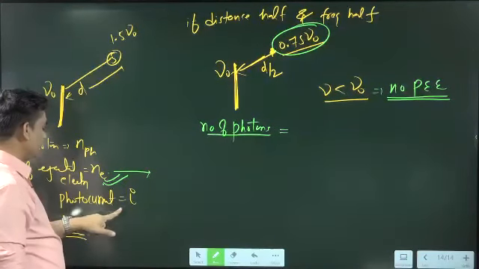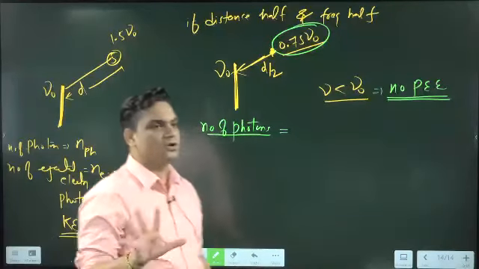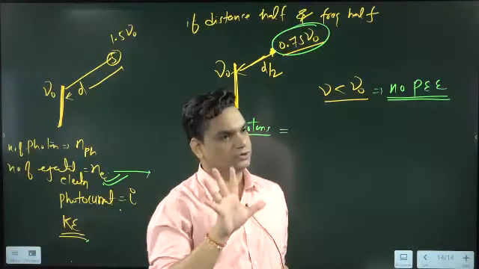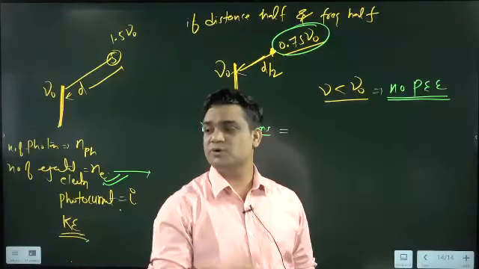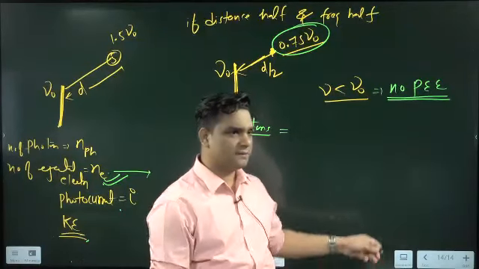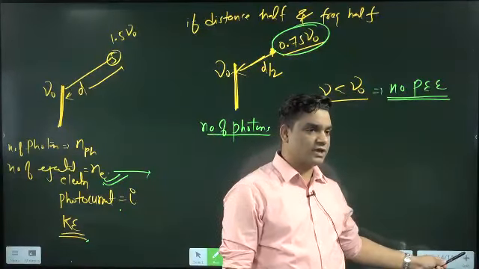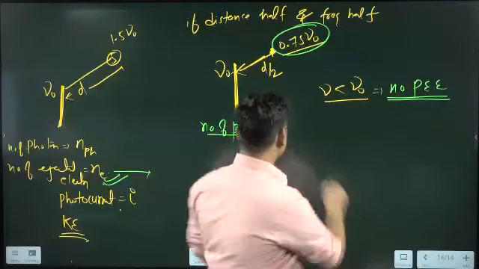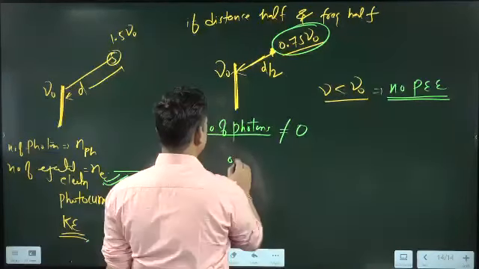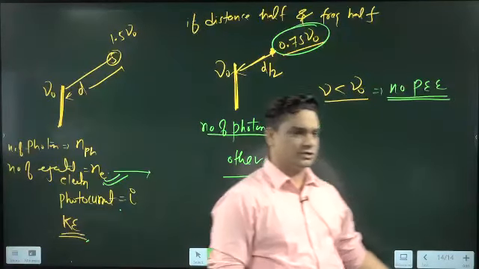Current will be zero, K will be also zero, all the things are zero except your photons will be there. Some photons are going to be there, but these photons become weak photons, so they will not eject. They are not going to eject. Number of photons will be non-zero, others will be zero. Okay, next one.